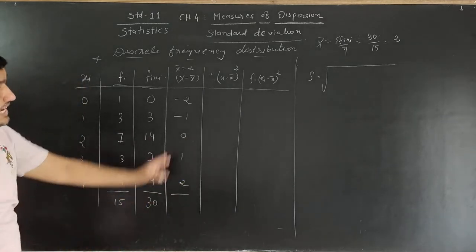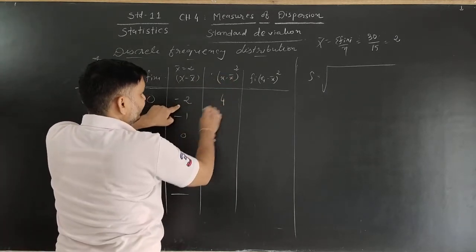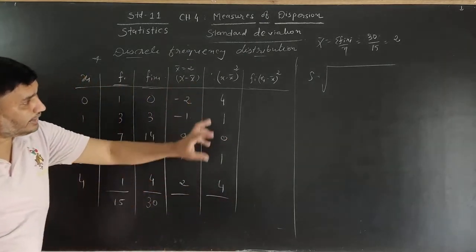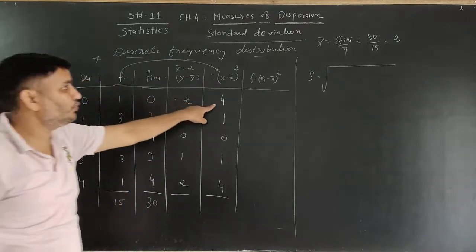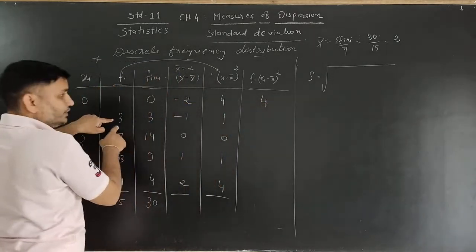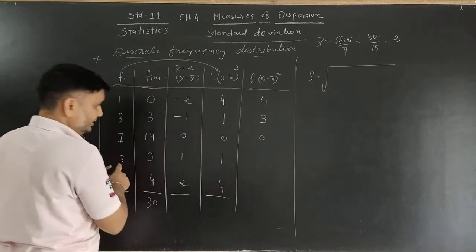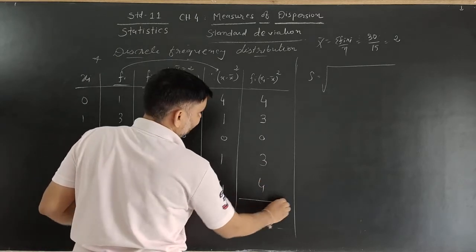Okay. Now see the x minus x bar square. It means the square of the deviation from the mean: 4, 1, 0, 1 and 4. And then fi times xi minus x bar square. We multiply by the frequency: 1 into 4, so that is 4. 3 into 1, 3. 7 into 0, 0. 3 into 1, 3. And 1 into 4, that's 4.